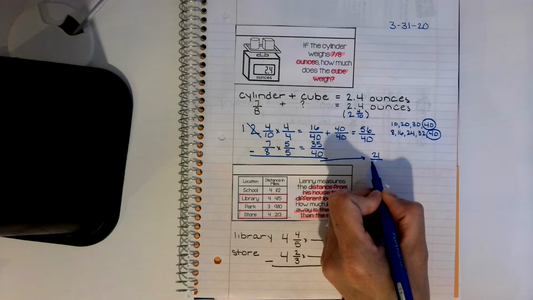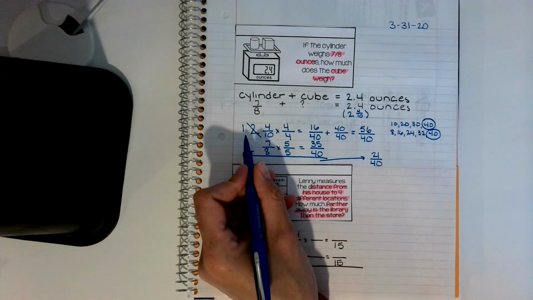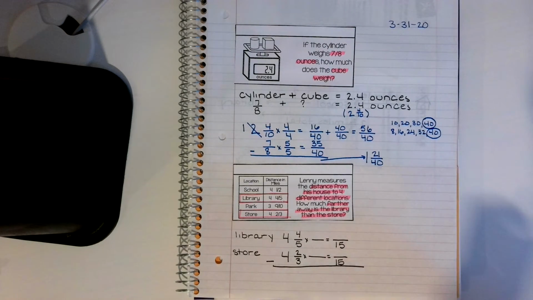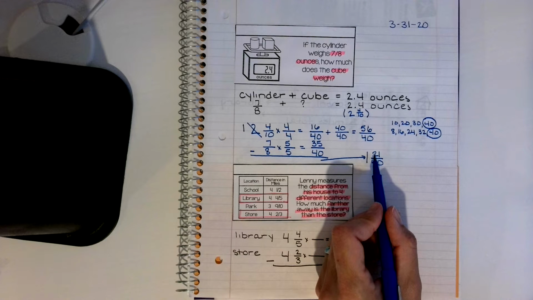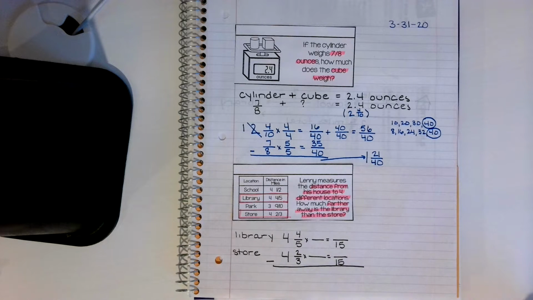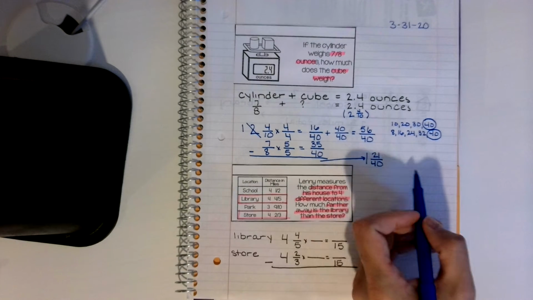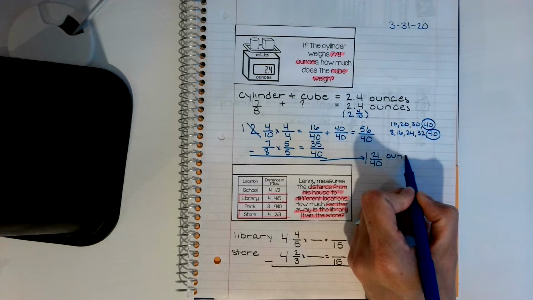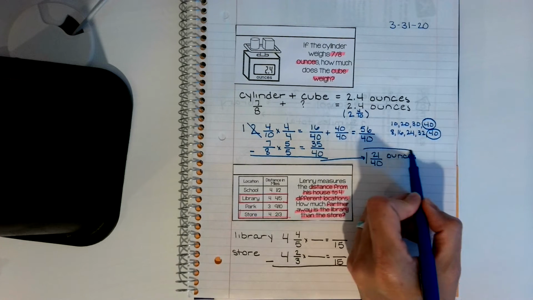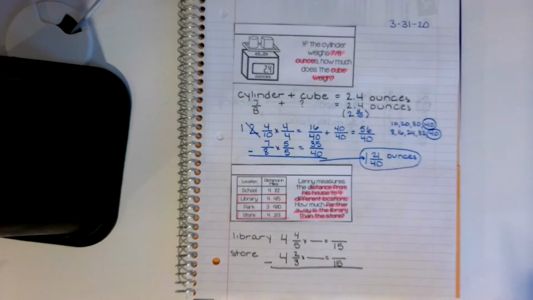Here's your answer. 21 40ths. Don't forget your 1. So it'd be 1 21/40 because you have your whole number there. Can you simplify 21 and 40? So can 40 be evenly divided by 21? That's what you first need to ask yourself. No. How about 21 can be divided evenly by 3 and by 7? So 40 divided by 3, nope, that wouldn't work. 40 divided by 7, nope, that wouldn't work. So that is simplified. So this would be ounces. Okay, so that's your answer for that one.